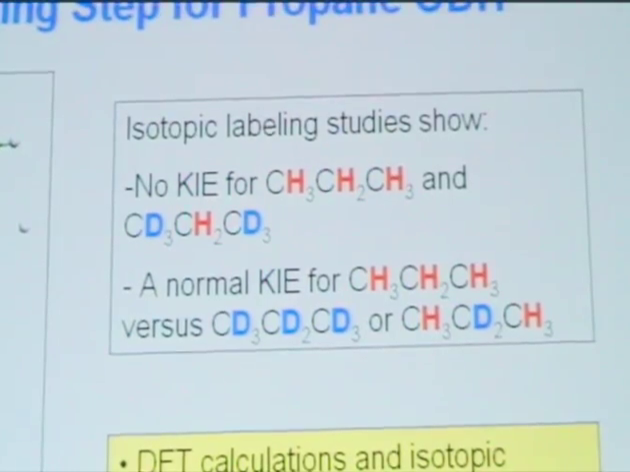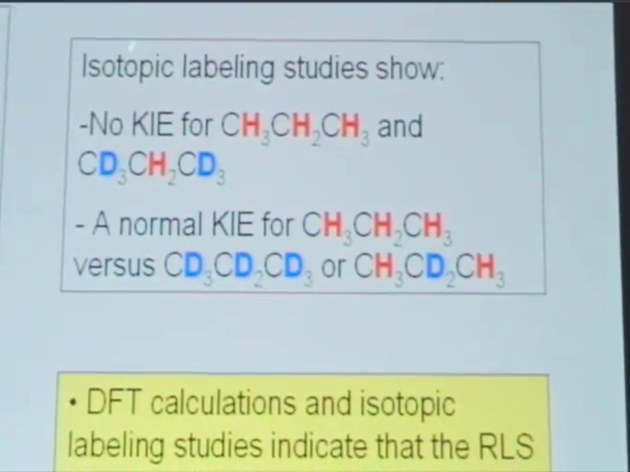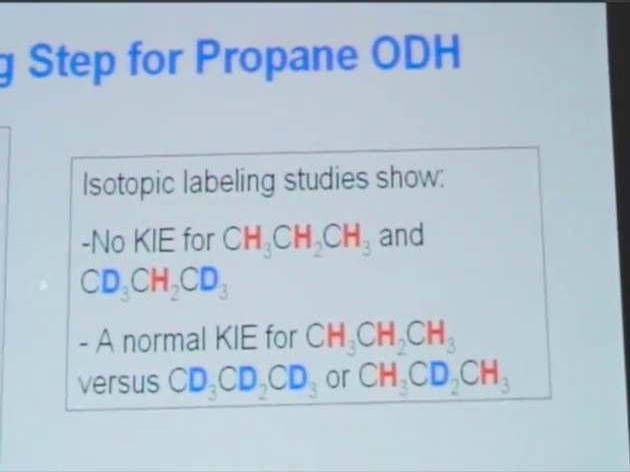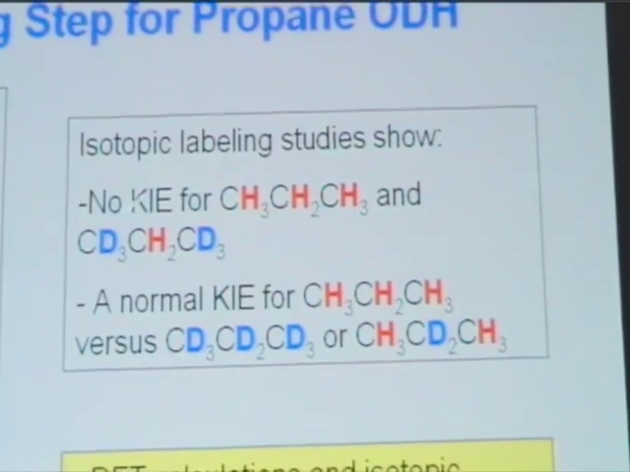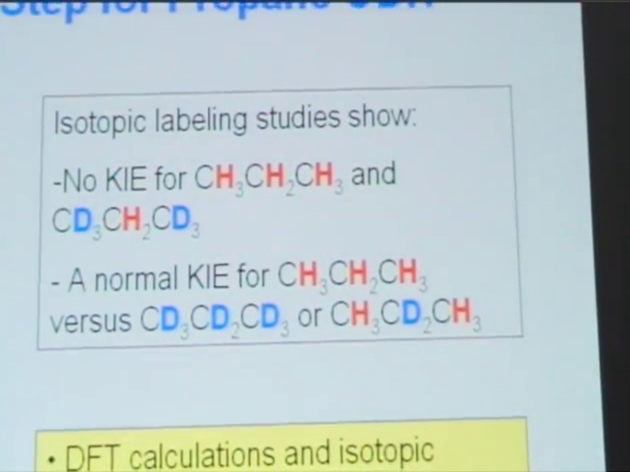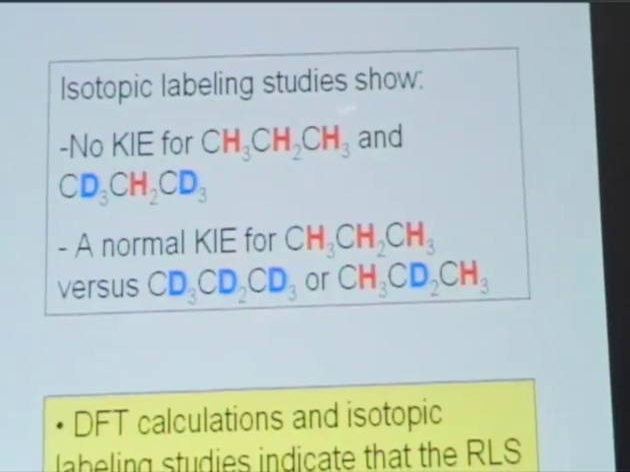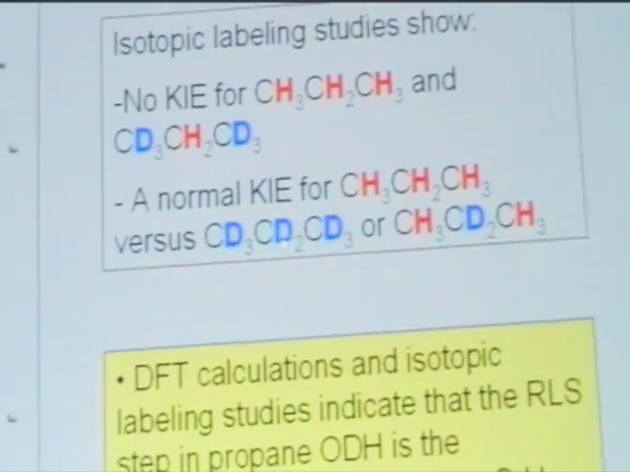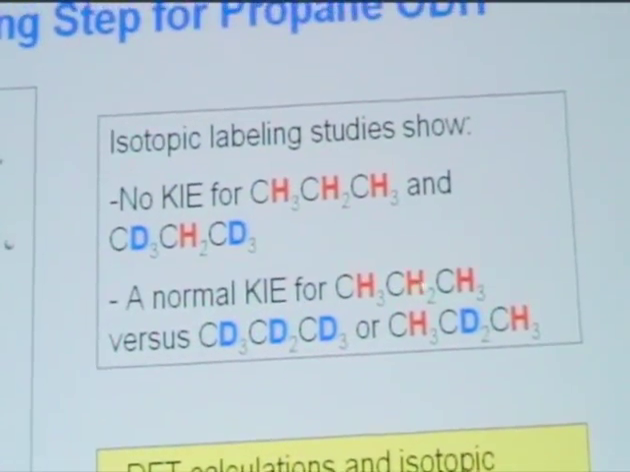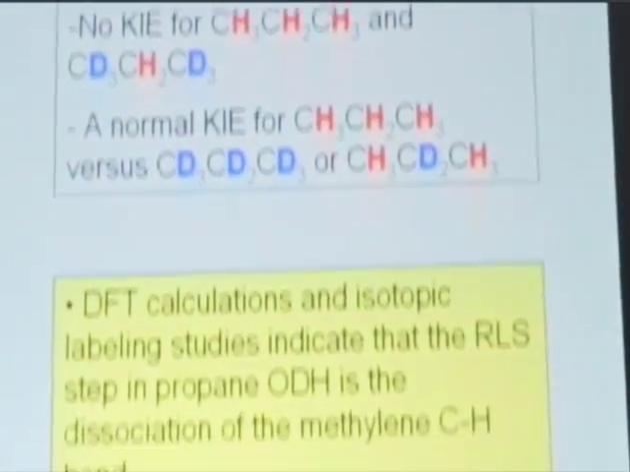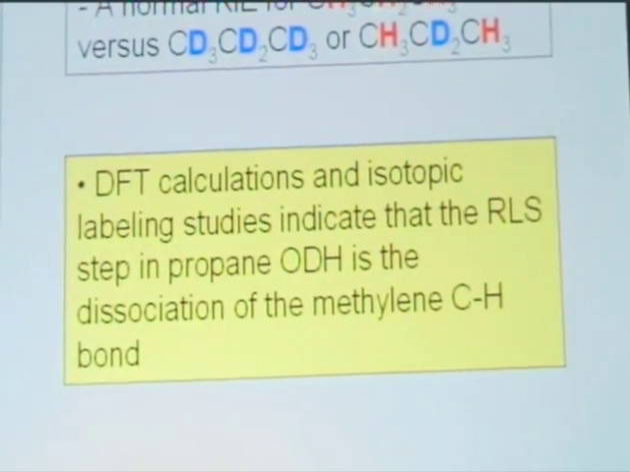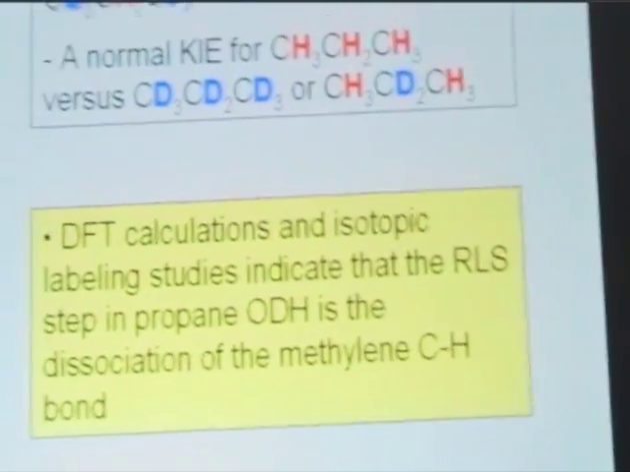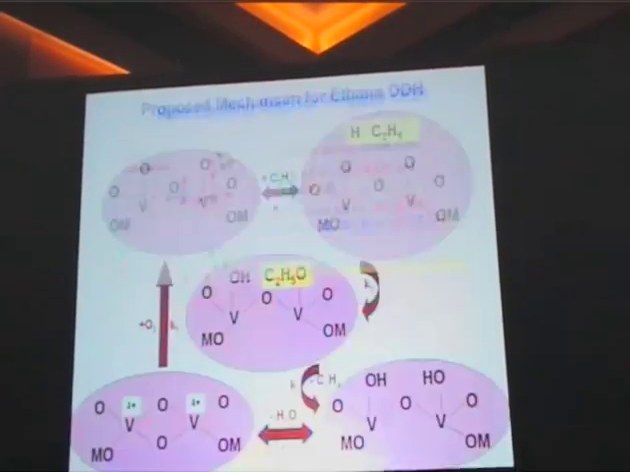methylene group that is transferred is also indicated by isotopic labeling studies, in which we compare the behavior of a perhydrogenated structure to one involving deuterium at the ends. There's no kinetic isotope effect here, saying that changing from deuterium to hydrogen has no effect on the catalysis. But if we label the center carbon atom with deuterium versus hydrogen, then we see a normal kinetic isotope effect. Things go faster with the hydrogenated reactant, which is indicative then that transfer of a hydrogen atom is kinetically important.